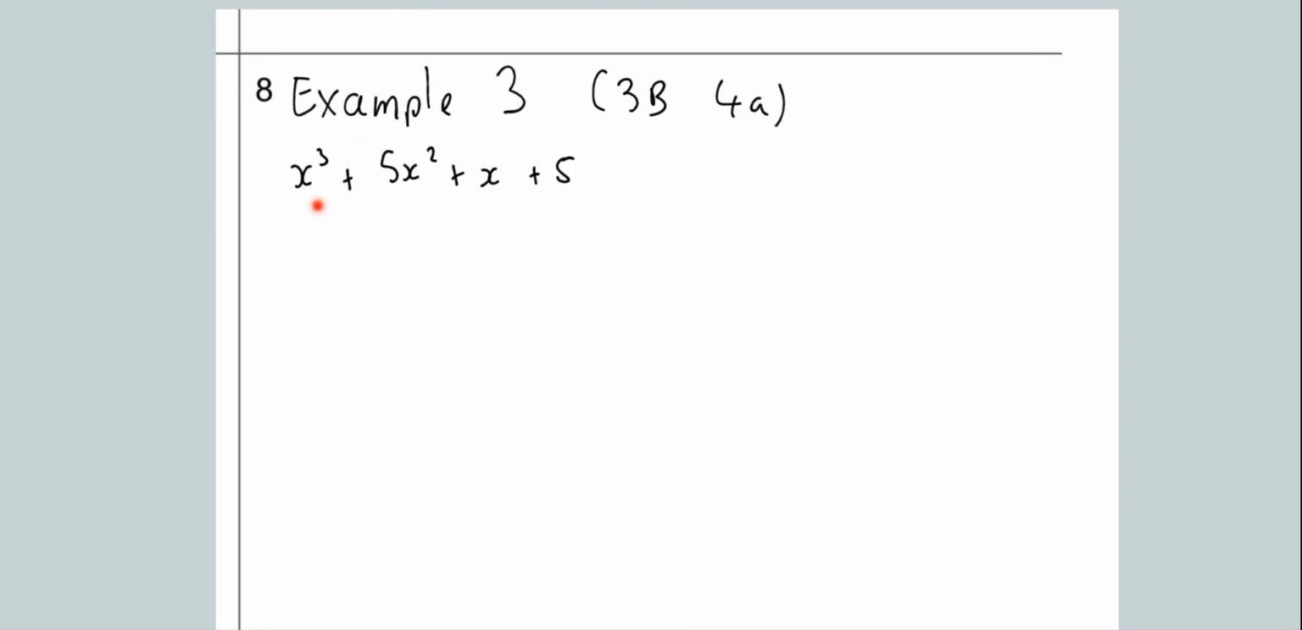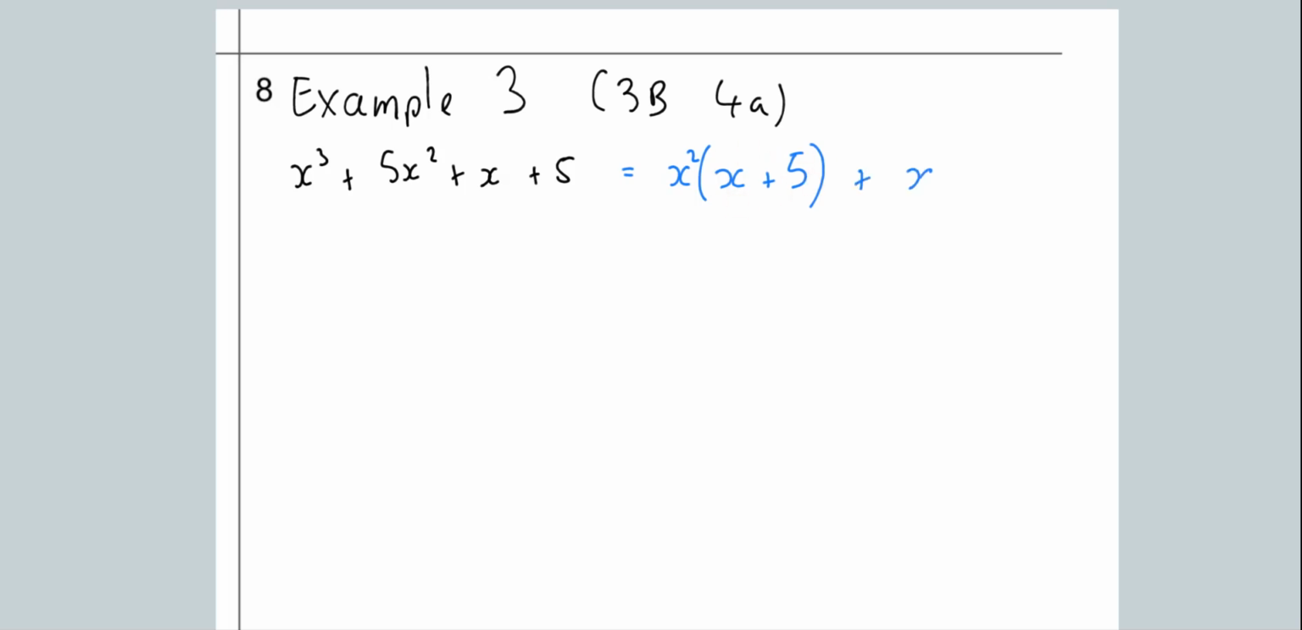If we have a look at these first two terms here, there is a common factor of x squared. So I'm going to take out a common factor of x squared, and then I'm going to see what's left inside. x squared times what equals x cubed? x squared times x equals x cubed. x squared times what equals 5x squared? x squared, 5 times x squared equals 5x squared. So I've got a common factor of x squared, and that leaves me with an expression x plus 5.